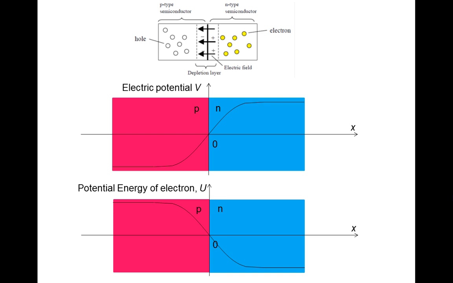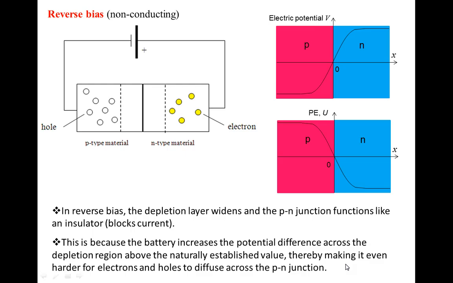You see here, this is the electrical potential. It is higher on the n side and lower on the p side, and the electrical potential energy of an electron, very carefully, will be higher on the left hand side and lower on the right hand side. Now if you connect a battery in the reverse bias, no electricity will be conducted.